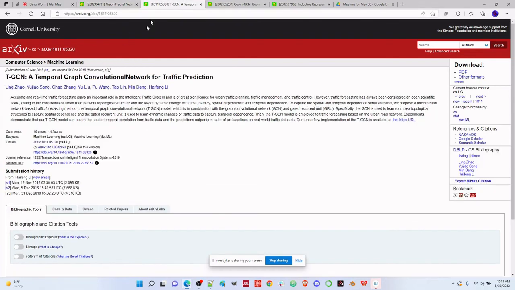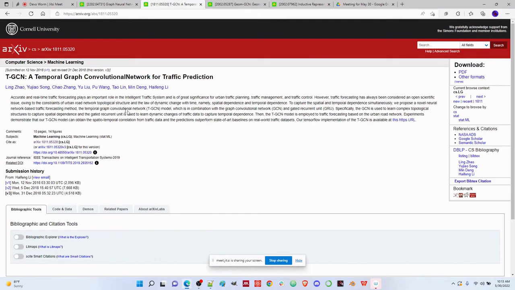This is nice because it focuses on lineage trees, which is exactly what we're trying to do in our project. So the next one is TGCN, which is a temporal graph convolution network for traffic prediction, and this is for traffic forecasting in real time. This involves integrating a number of systems such as urban traffic planning, traffic management, traffic control. So this is something that shows the predictive power of these networks.